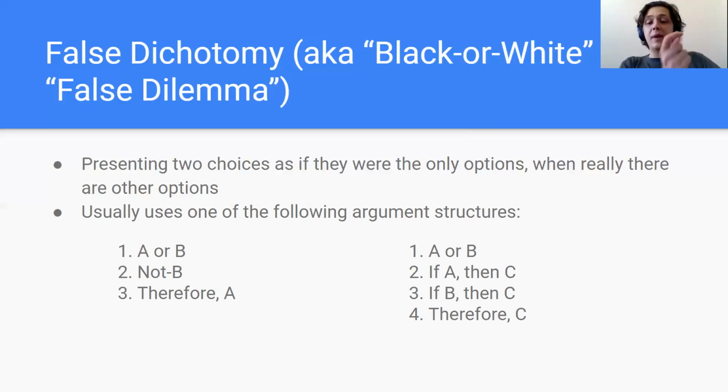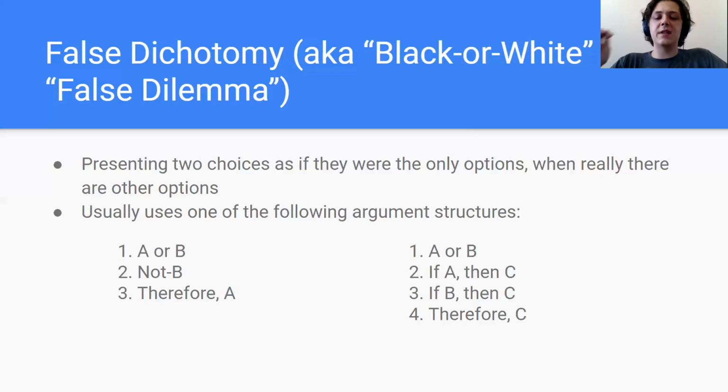But if premise one here, A or B, is false, if there's a third option besides A or B, then A might not be right. There might be some option C, or maybe a C and D and E and F. Maybe there are lots of options that A or B just doesn't cover. And so A might not be true. So this argument is valid, but if the first premise is false, then it's not sound. And so the conclusion might still be false.